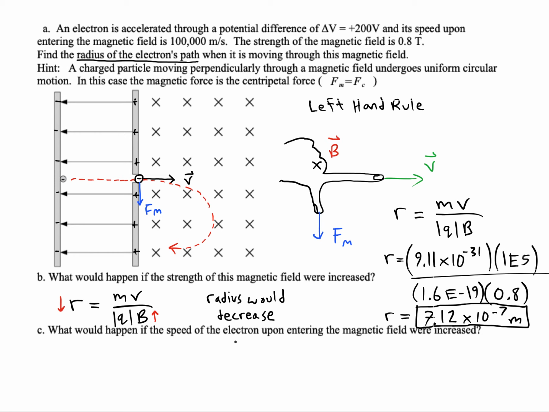What would happen if the speed of the electron upon entering the magnetic field region were to increase, though? Since the speed is on top here, the radius and the speed are actually directly proportional. So our radius would increase.